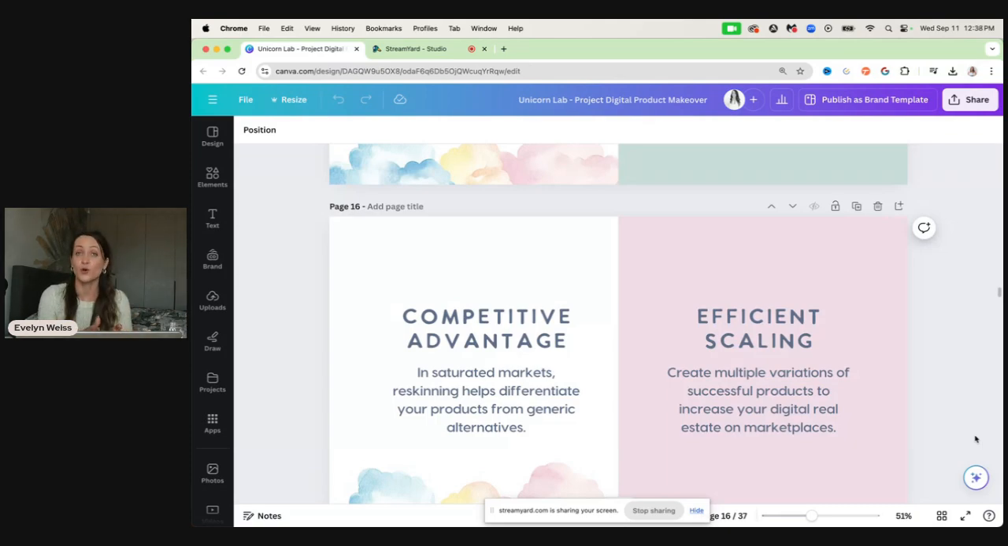Taking something people already want and then finding a way to stand out is a lot easier. Not saying that it is no work, but it's infinitely easier than trying to find something and create demand for it. And ultimately, you can also scale more efficiently, because creating multiple variations of that successful product already proven to sell will increase your digital real estate, right? The more offers you have out there, the easier it is for people to find you.